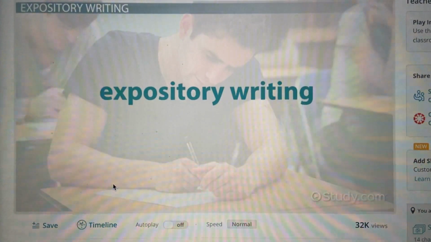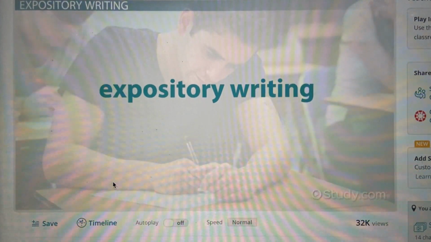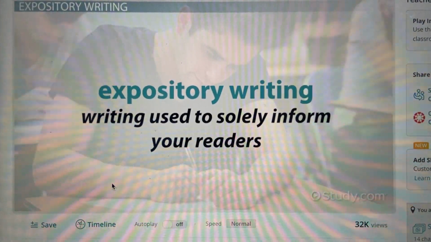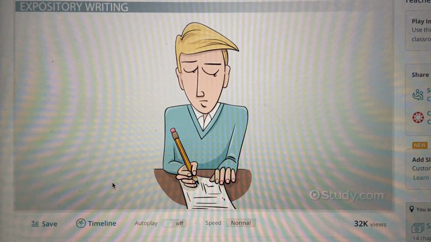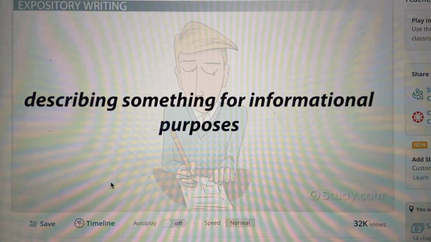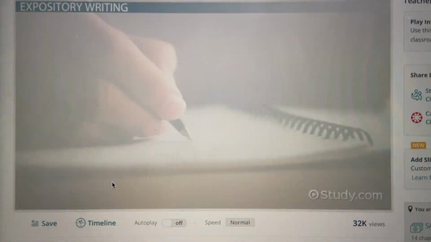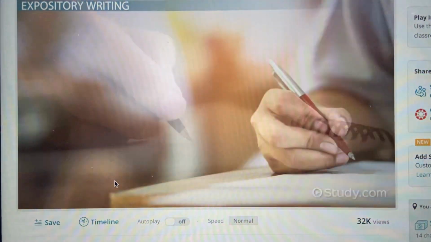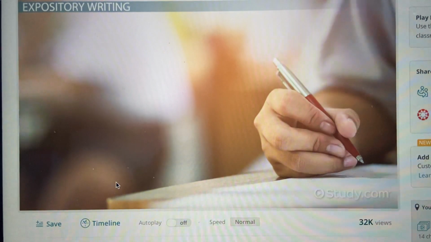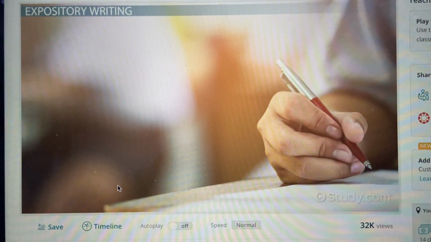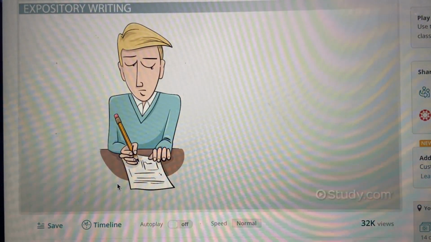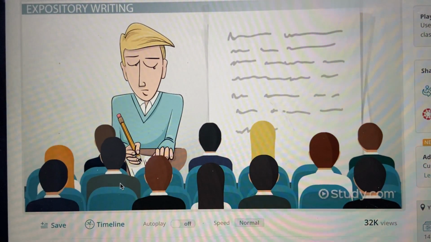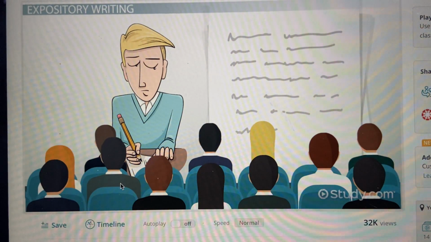Expository writing is much like a descriptive piece of writing in that you'll include many details, but it'll be writing used to solely inform your readers. In expository writing, the author is interested in describing something for informational purposes. Expository writing is almost always a nonfiction piece that doesn't provide the author's opinion and provides the reader with enough information in order to understand what is being written about. Again, the audience is very important in this type of writing because who you're writing for influences what type of words and information you use.